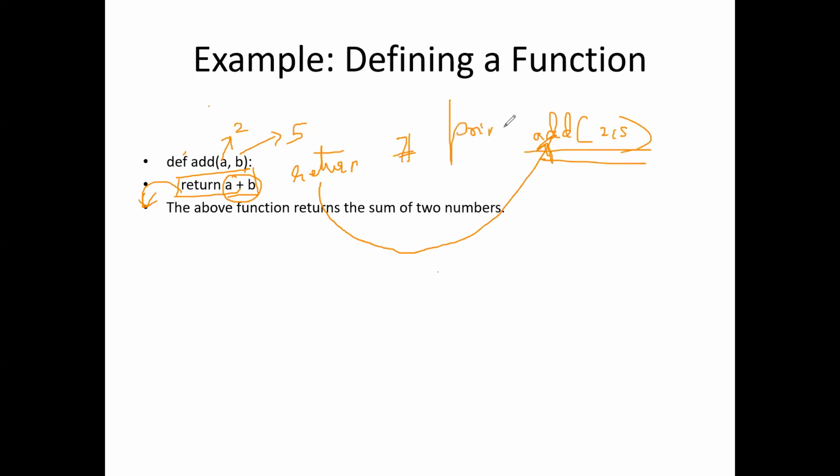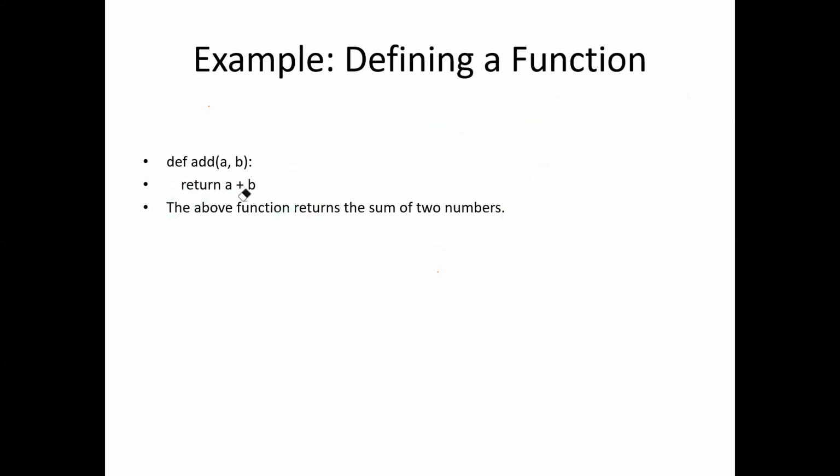Later on, what can I do? I can just print this. So when I print this, I'll be printing 7. Basically the function is returning the sum of two numbers. And here, as you know, Python is a dynamically typed language, so you need not have any return type or anything like that while writing the function.